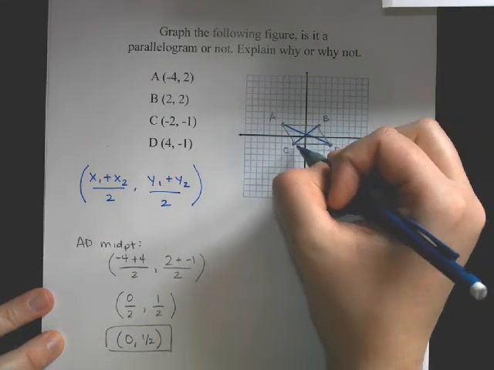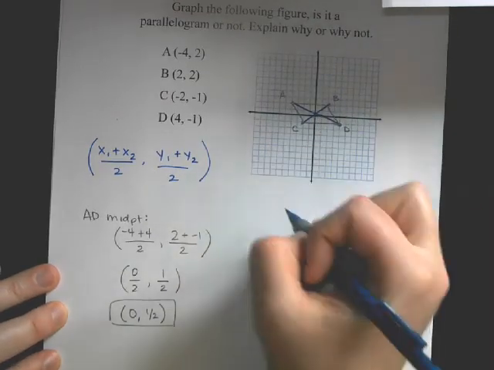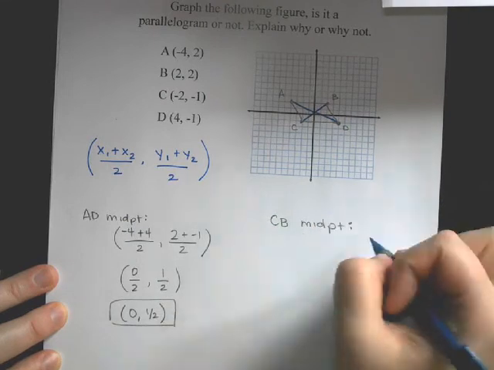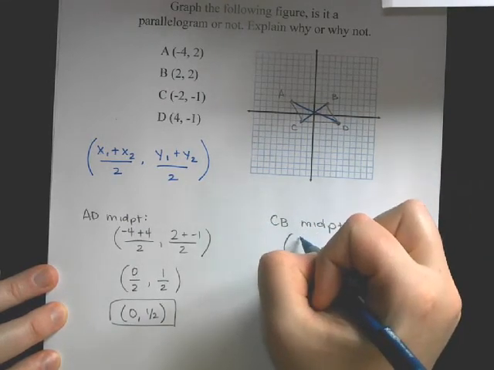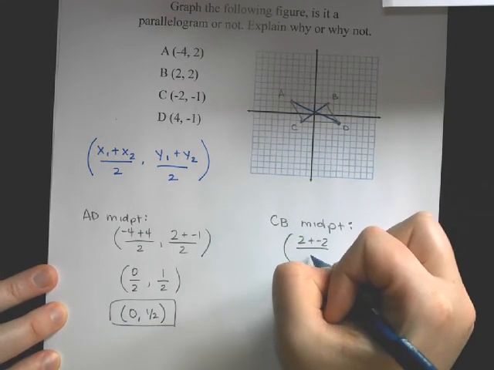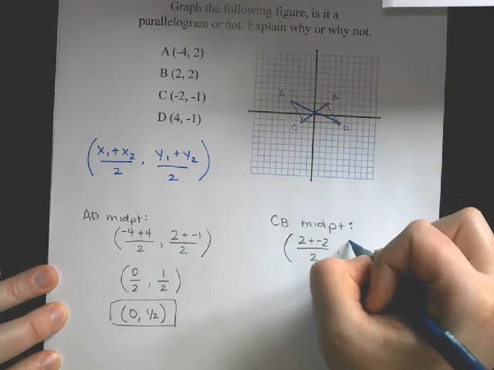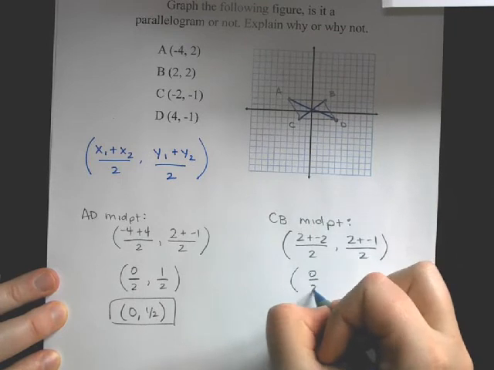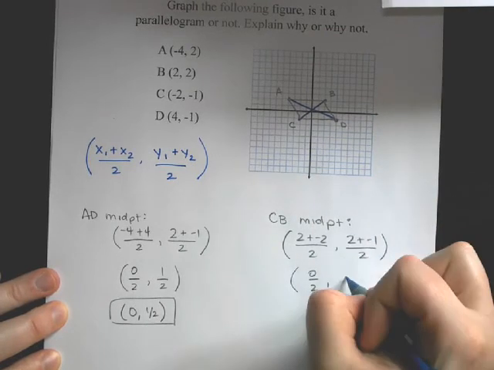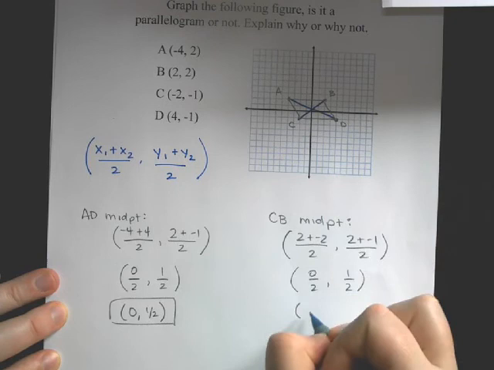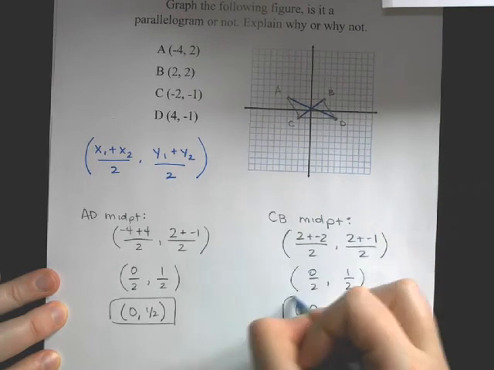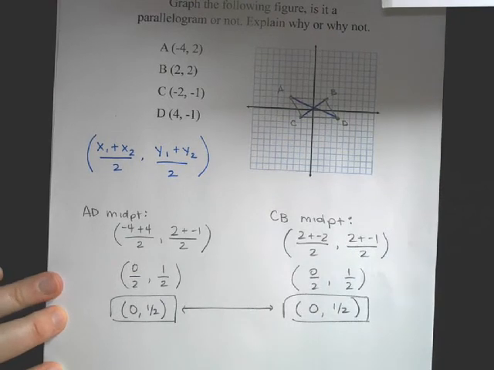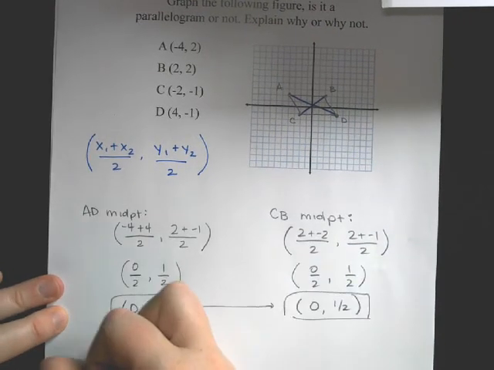So for this to be a parallelogram, when I look at CB, my other diagonal, it needs to have the same midpoint. So I'm going to go CB midpoint. CB's midpoint is going to be 2 plus a -2 divided by 2, and then 2 plus a -1 divided by 2. So it's going to give me 0 over 2, and then 2 plus a -1 is going to give me 1 over 2. So that midpoint is the same. So I know my midpoints are the same.